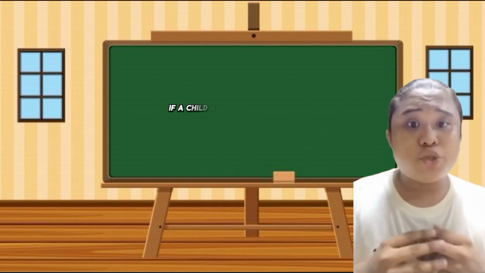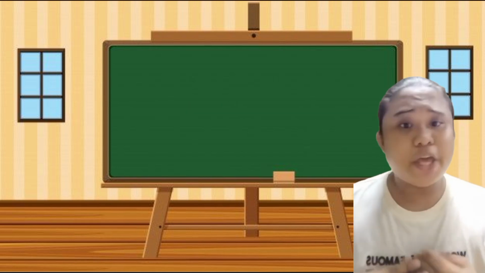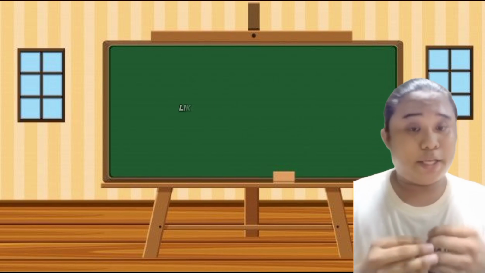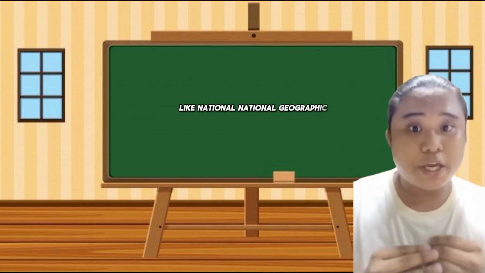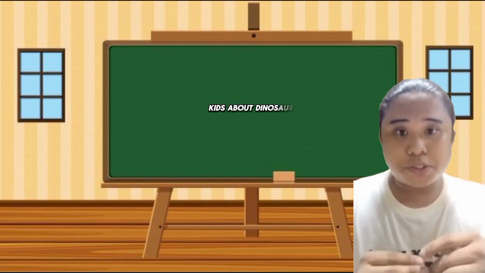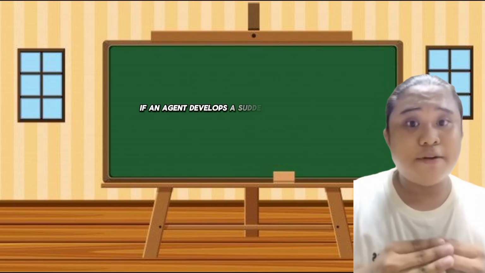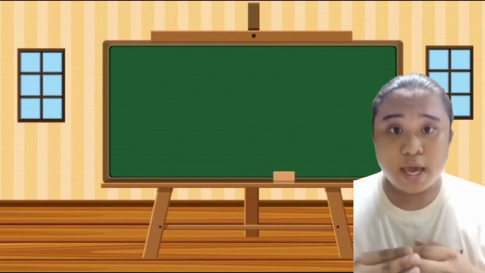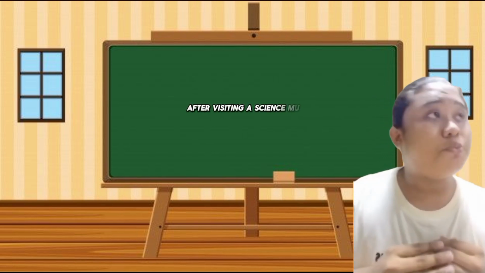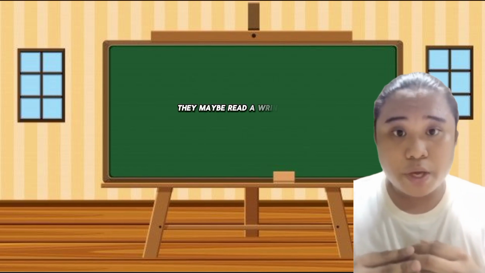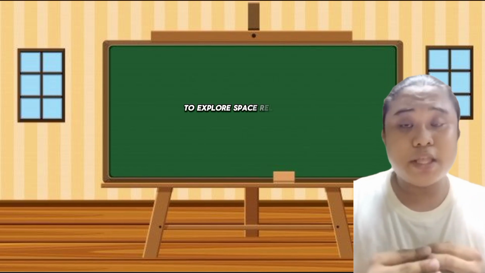For example, if a child just watched a dinosaur movie, they may temporarily be interested in books about dinosaurs, like National Geographic Kids about dinosaurs. Another example is if a teenager develops a sudden fascination with space after visiting a science museum, they may read A Wrinkle in Time to explore space-related themes.